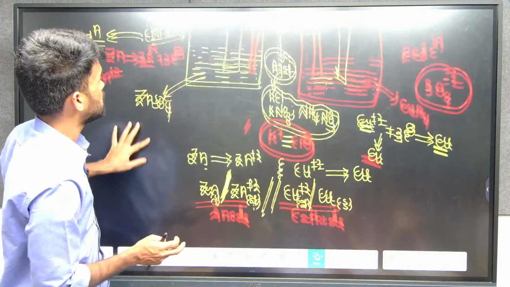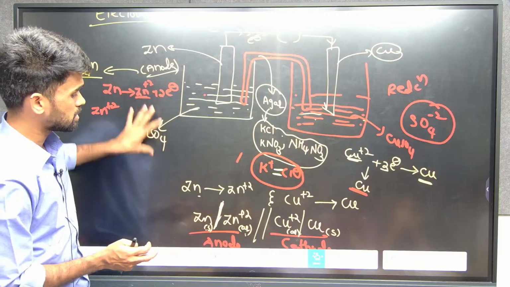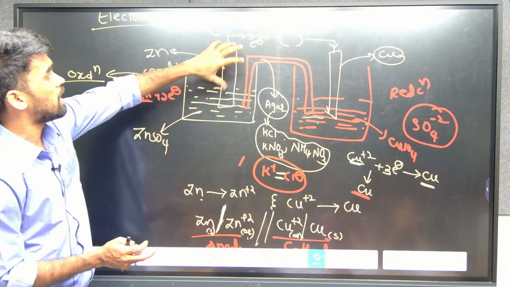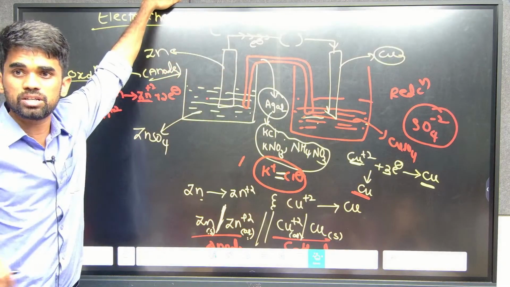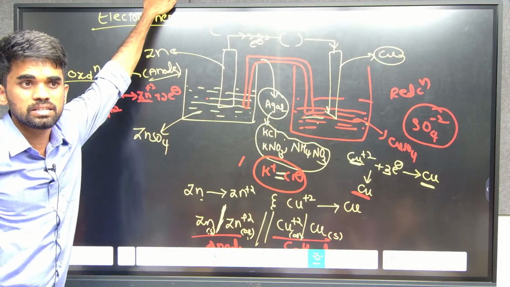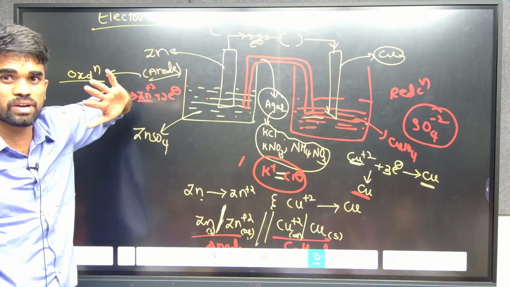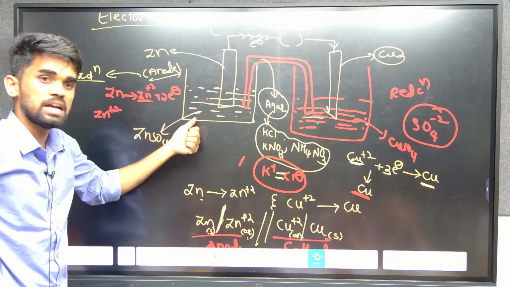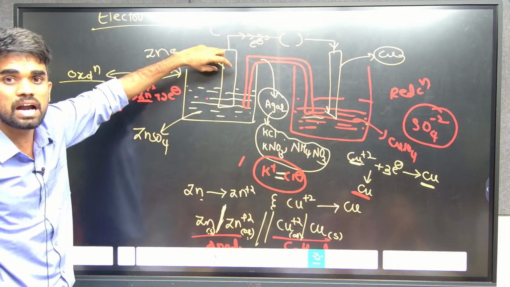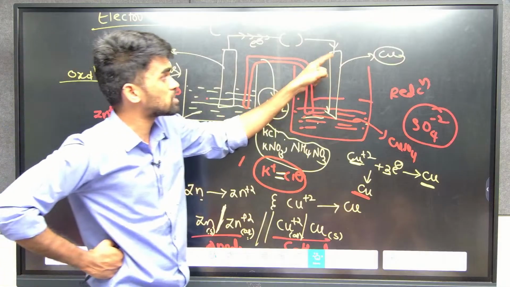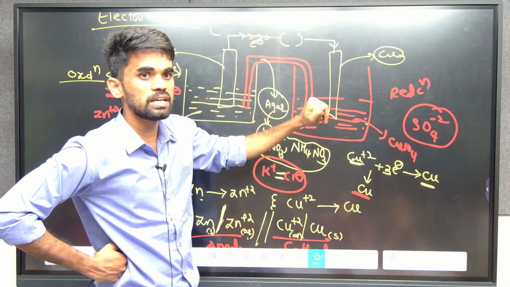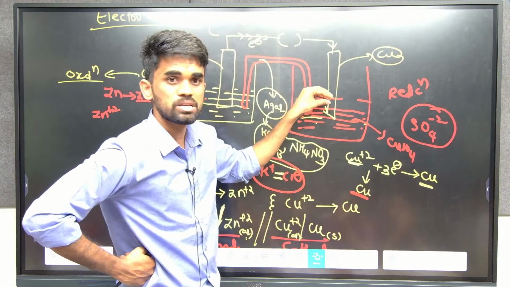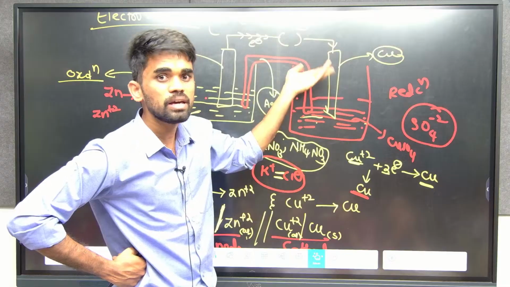The next one: Zn is converting into Zn2+. Now what about the weight of this rod during the reaction? Decreases or increases? Decreases. Do you get what I am saying? Previously we had a zinc rod; the rod gradually turns into ions. And the weight of the copper rod, why is it increasing? Because Cu2+ ions are converting into copper metal and depositing here, so its weight increases.